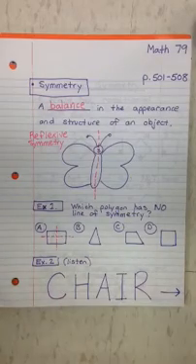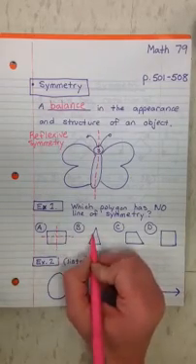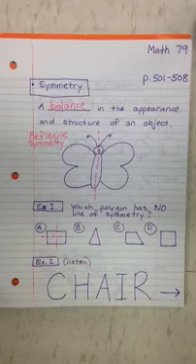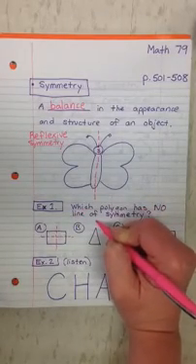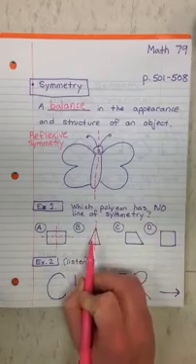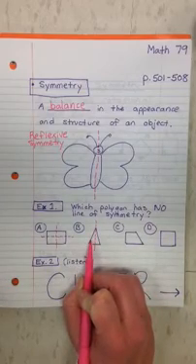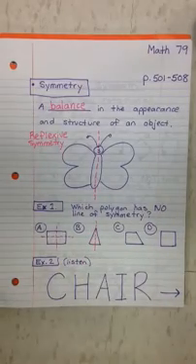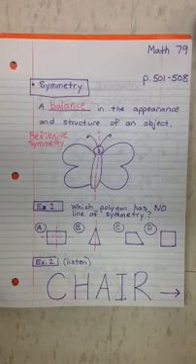Shape B is an isosceles triangle. It's got two sides that are exactly the same length. Does this shape have a line of symmetry? It does. If I reflected one half of my triangle over this line, it would exactly match up with the other half.